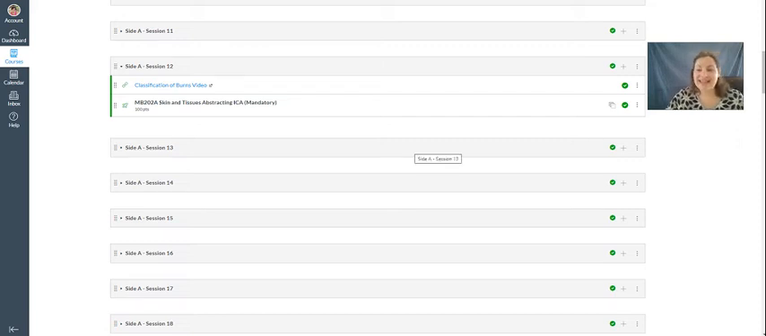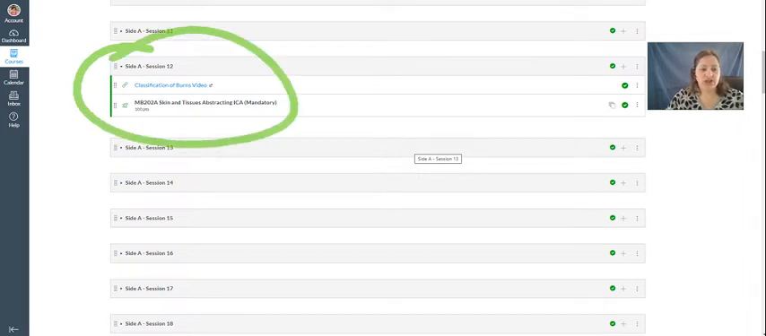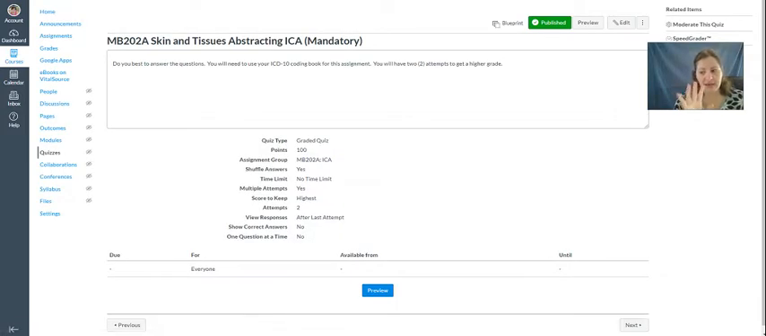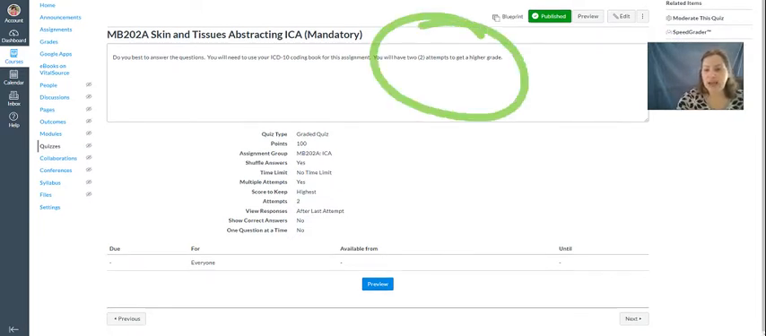So today's ICA for coding is this one right here under session 12 called Skin and Tissue Abstracting. When you click on this, yours is going to look a little different than mine, that's fine. But I just want to point out here that you do have 2 attempts to get a higher grade. So if you don't like your grade the first time, do it again.